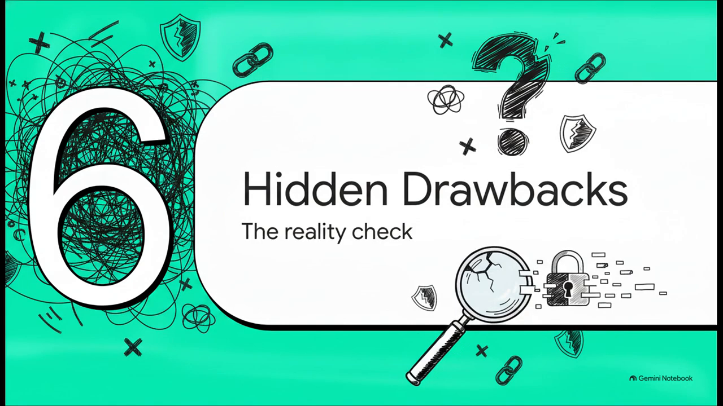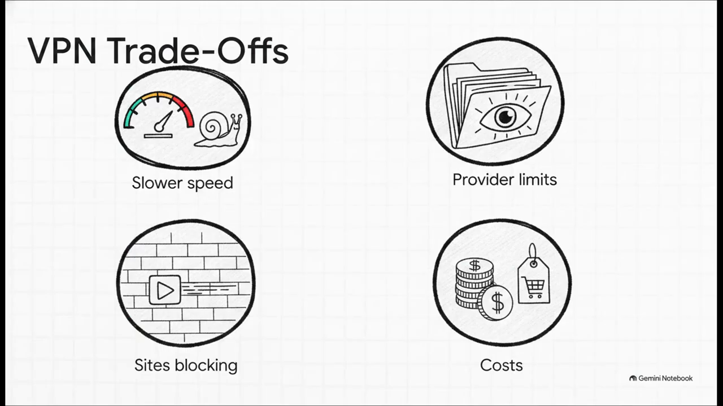Finally, we reach Section 6, the hidden drawbacks. Look, we aren't here just to sell you on the magic of VPNs. We need a bit of a reality check. Because every piece of tech has a cost, right? For one, physics simply dictates that encrypting and routing your data through remote servers is going to slow down your internet speed and increase latency.